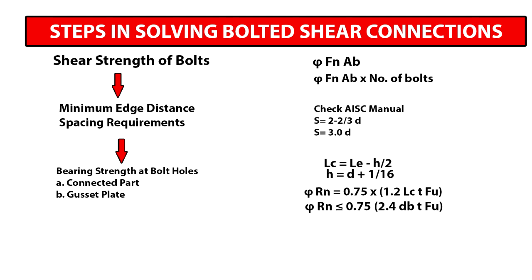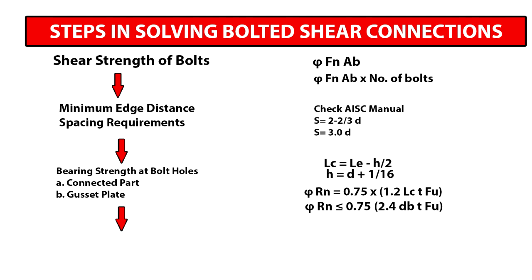Next we'll be solving for Phi times R sub n, which is equal to 0.75 times 1.2 Lc t Fu. Then check for another Phi times R sub n, or your upper limit, which is equal to 0.75 times 2.4 d b t Fu. Then compare the values and choose the lesser value for your Phi times R sub n. Just repeat this process for the bearing strength at bolt holes in the connected part and the bearing strength at bolt holes in the gusset plate.